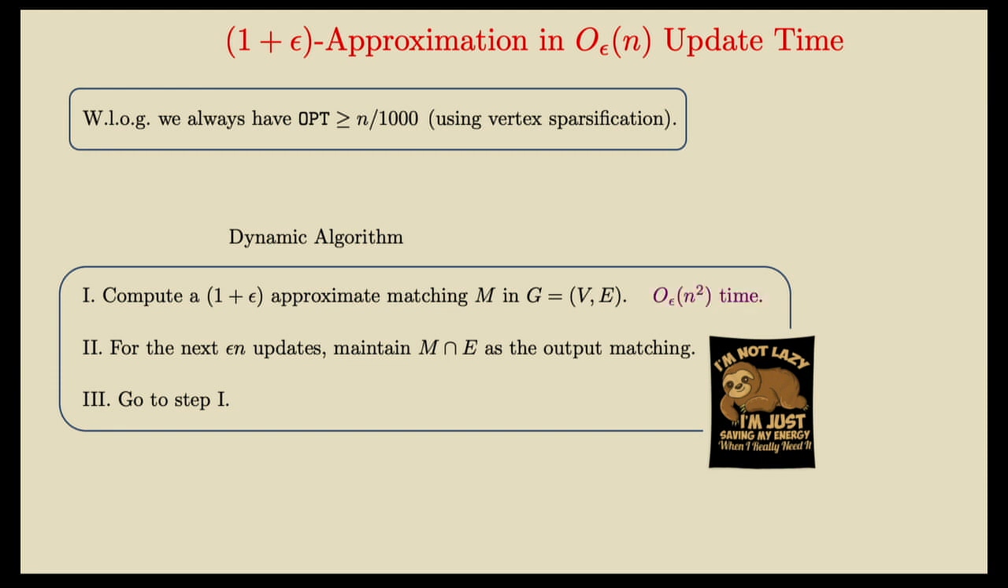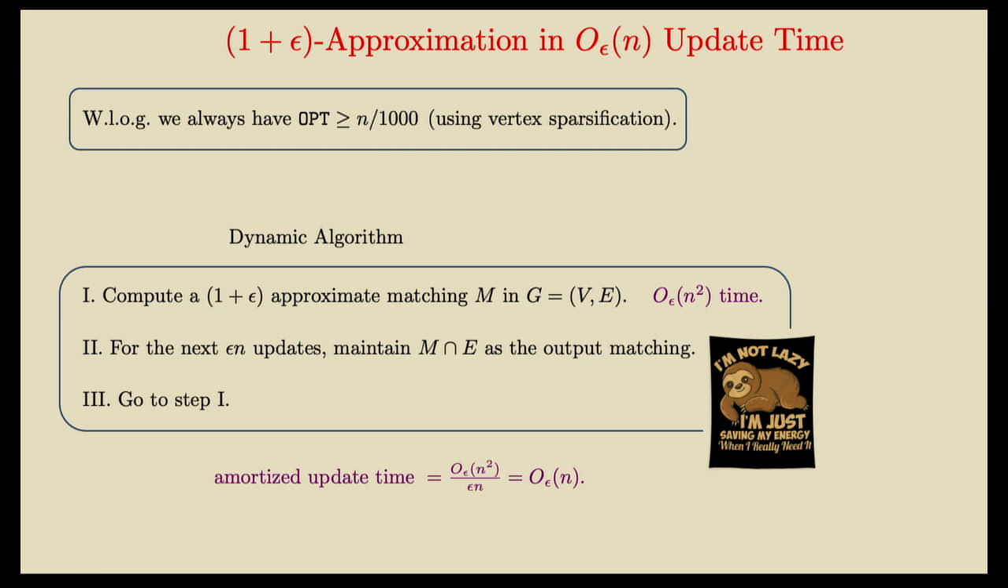What is the update time? Step 1, you just run a standard matching algorithm. It runs in n squared time. Step 2 lasts for epsilon n updates. You are not doing anything basically. You are spending constant time per update in step 2. So, your amortized update time is just n squared divided by the number of updates in step 2, which is epsilon n. So, your amortized update time is n, and this is already non-trivial because recomputing from scratch would give you m update time.